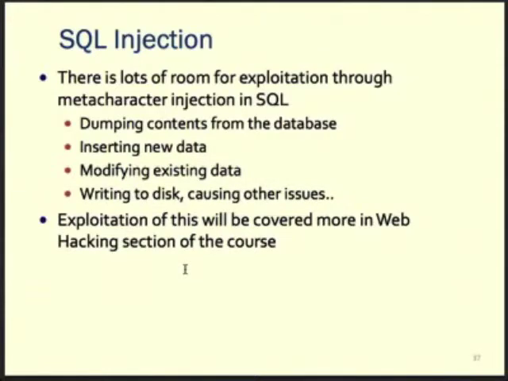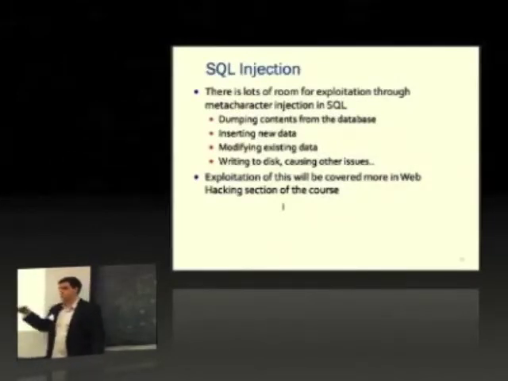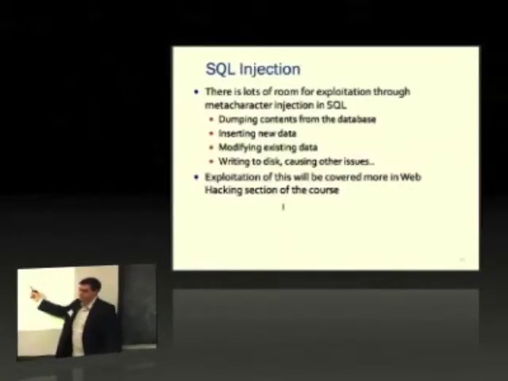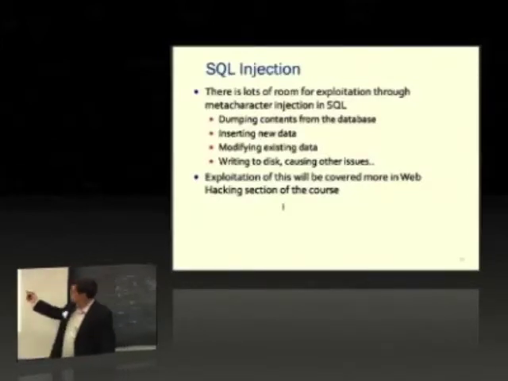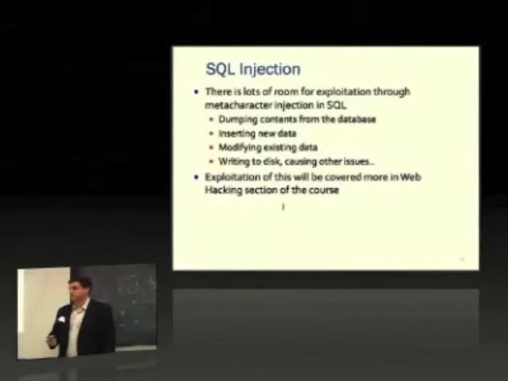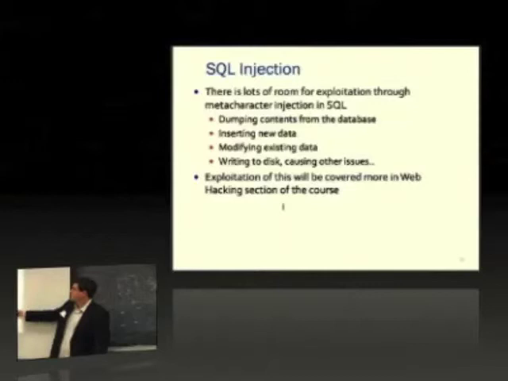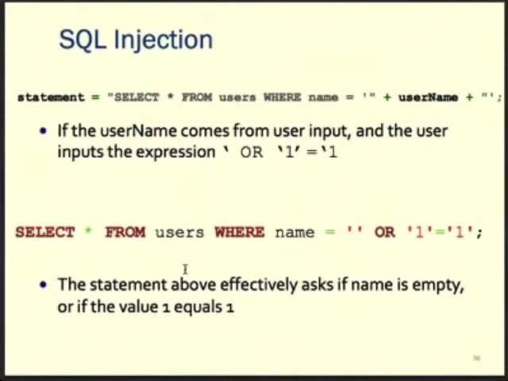But just to give you an idea of some of the things you can do if you can influence SQL, you can dump contents from the database. So if the database contains credit card numbers, passwords, whatever, you can insert new data. You can modify existing data. Maybe change your privileges if those are stored in the database, right? Those are flags. And there are ways to cause SQL to output to disk and cause all sorts of other issues, ultimately compromising the machine. In particular, something I didn't put up here is that some older versions of MS SQL, and I think it can be re-enabled on newer versions, can execute commands on the system. And so just by doing little logic tricks influencing the SQL query, you can end up taking over the whole machine. So it's important to think about these things.